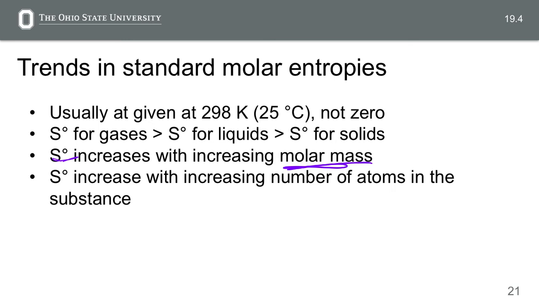More disordered? Why? More what? More electrons? Yeah, there's just more stuff. More electrons, more protons, more neutrons, right? More interactions, yes. And we also see that the entropy increases with an increasing number of atoms in a particular substance.